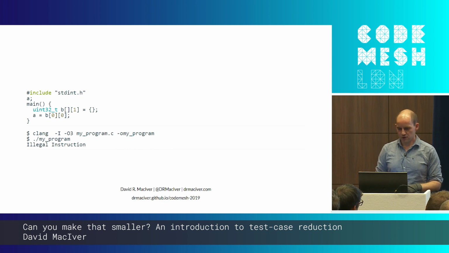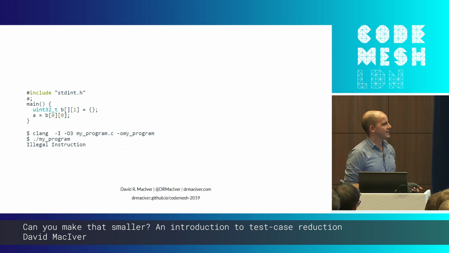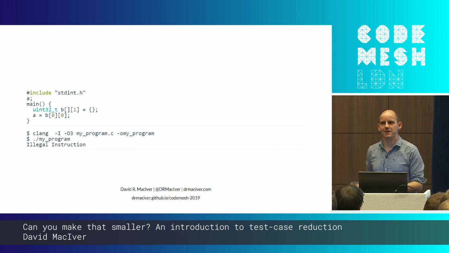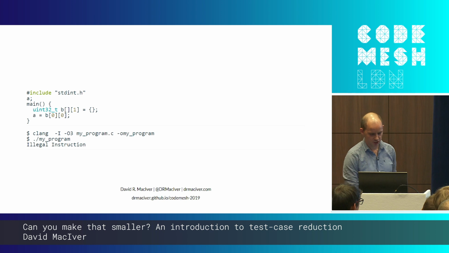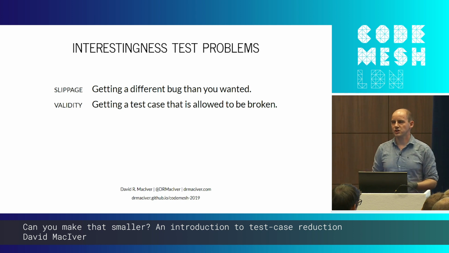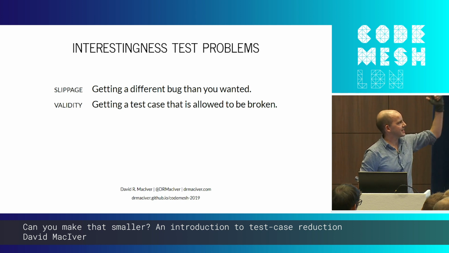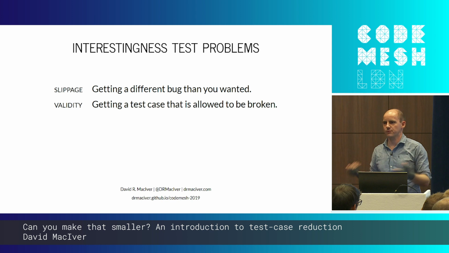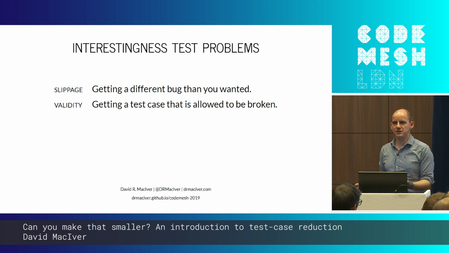And so something has gone wrong, and the next 10 minutes or so is going to be unpacking why this has gone wrong and what this sort of problem means for test case reduction in general. So there are two big categories of problem that you get with interestingness tests, which we call slippage, getting a different bug than you wanted. So the fact that we got an illegal instruction instead of a seg fault, that's slippage.